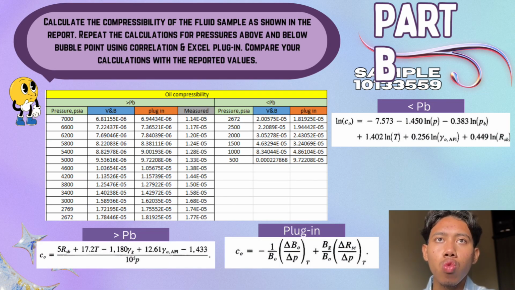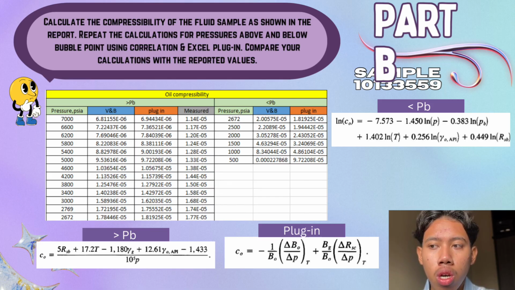For part B, we need to calculate the oil compressibility of the sample as shown in the report, and also we need to repeat the calculation for pressure above and below the bubble point by using correlation and also Excel.